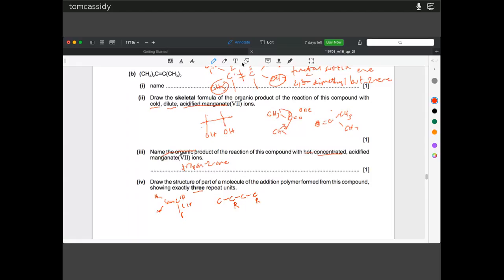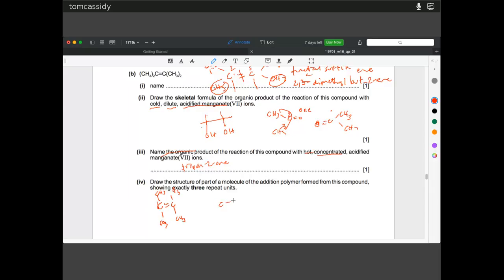So let me just try and rub all that out. Take that out. We're looking for that. And we've got a methyl group, methyl group, methyl group, methyl group. And we're going to have, there it is. And we're going to have 3 of those.